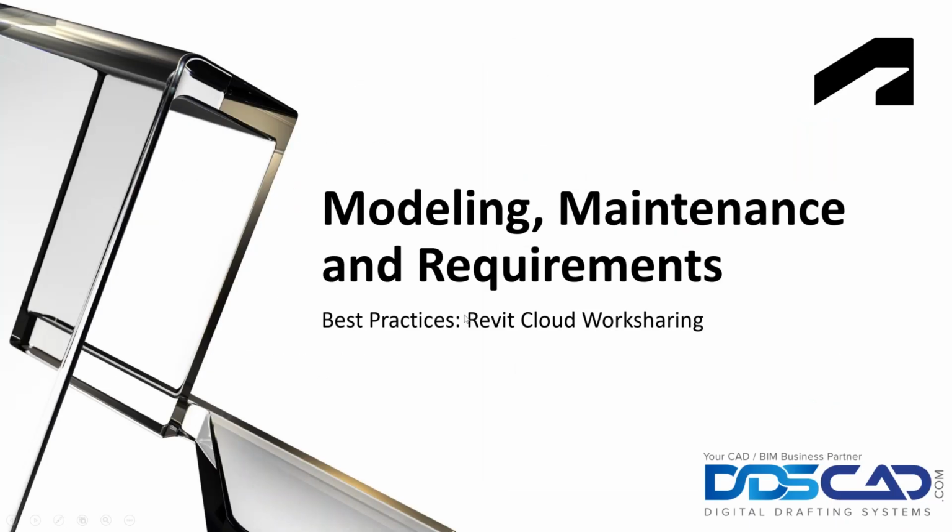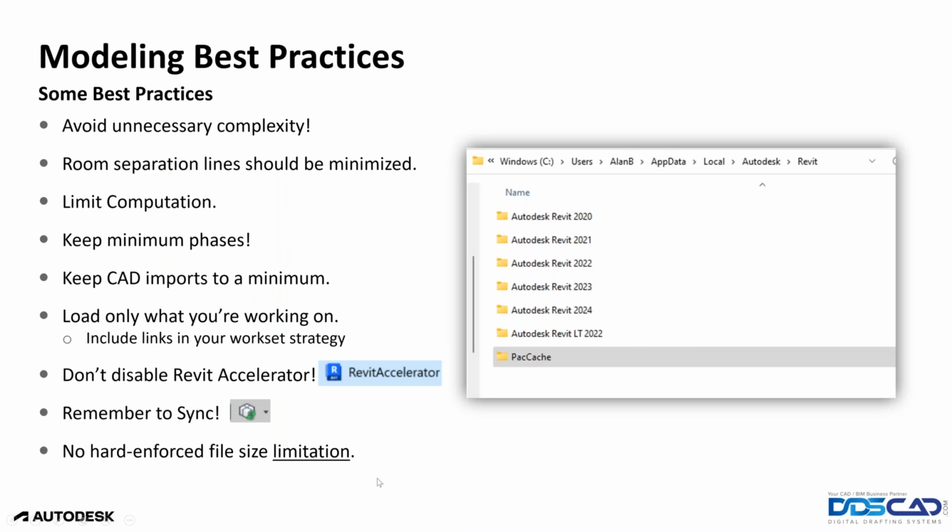All right, so modeling, maintenance, and requirements. Let's go ahead and jump into this one. In some best practices here, avoid unnecessary complexity in your model, always a good idea. Limit computation, room line separation should be minimized, keep minimum phases. This is all just going to keep everything simple. Keep CAD imports to a minimum. It'll keep your model light, breezy, just more easily able to be worked on. It'll cause you less trouble in the long run. So always limit your complexity, limit whatever you can, keep things as simple as possible.